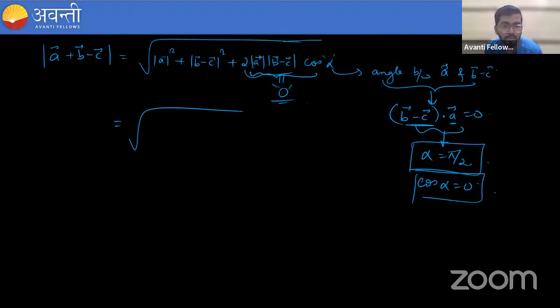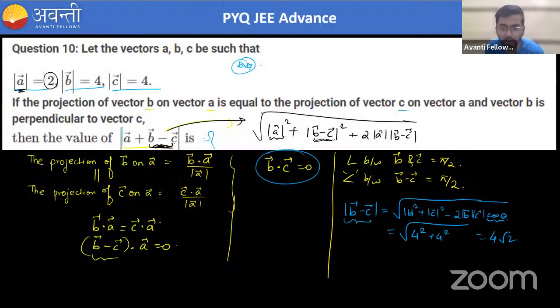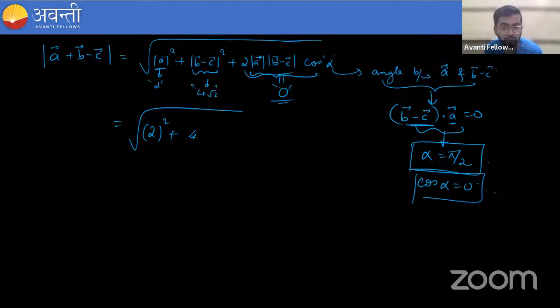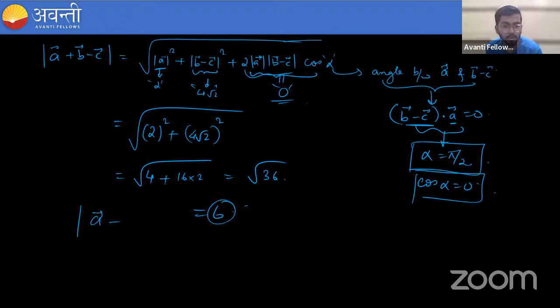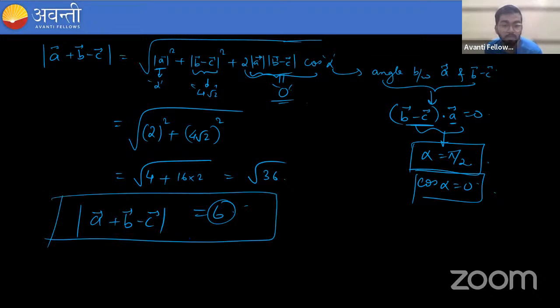Now we simply substitute the values. We have mod of a bar as 2 square plus mod of b bar minus c bar, which we found out in the previous slide to be 4 root 2. So I am just substituting the value 4 root 2 here. What do we get? We get 4 plus 16 into 2, so 32 plus 4, that is root of 36, so this value comes out to be 6. Therefore, the answer to our question, mod of a bar plus b bar minus c bar, will be equal to 6, right?